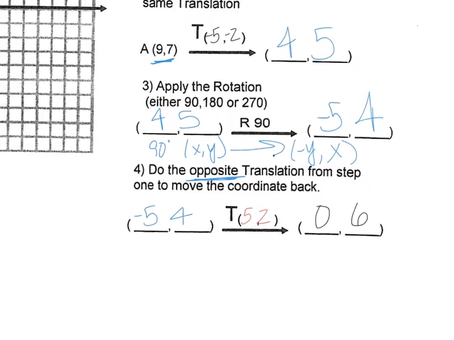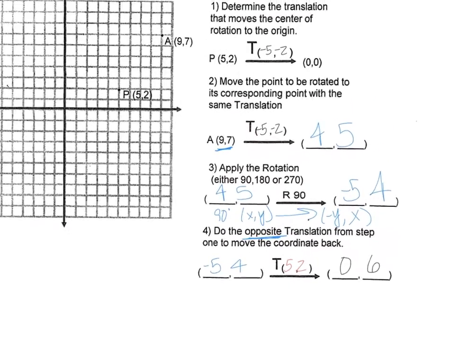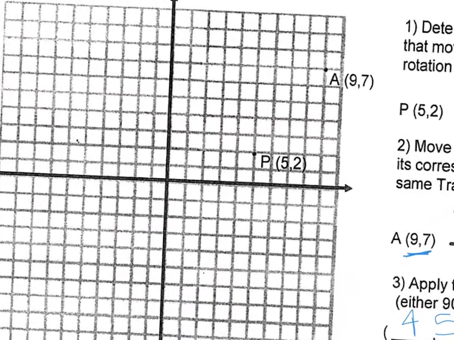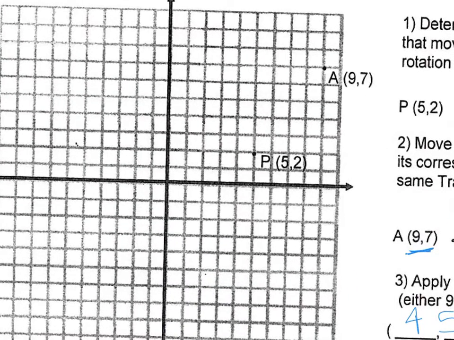Now that might be a little confusing, but we're going to take a look at it graphically. What I'd like you to do is plot the point (0, 6). I'm going to zoom in so we can see where (0, 6) is. Everyone, (0, 6) is going to be right about here, and we're going to call this A prime.